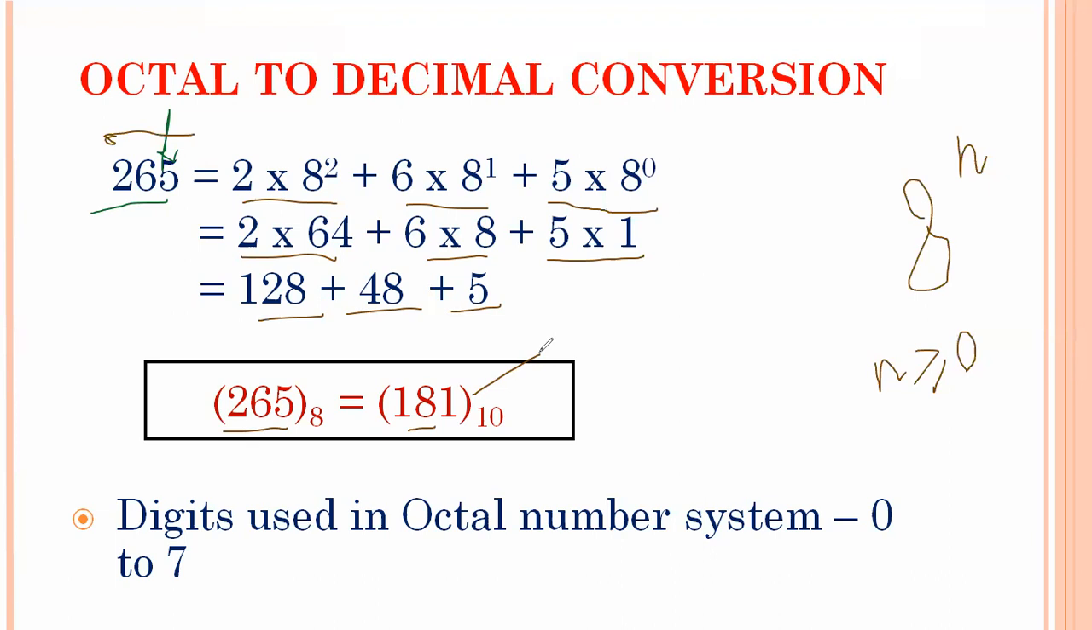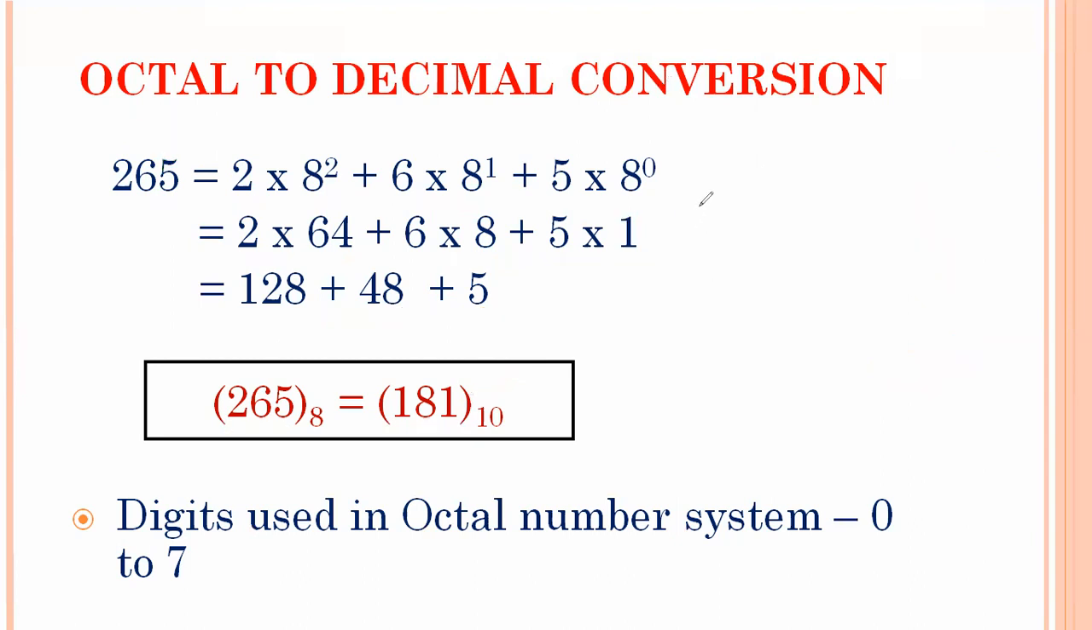Okay, so sometimes in the question paper, they'll ask you to identify the number system of the given number, like here 265. Let me just show you by an example. Suppose these two numbers are given, 265 and 181.